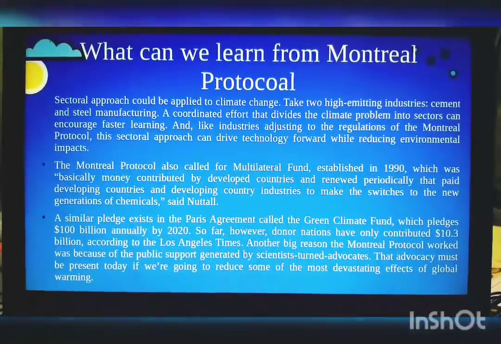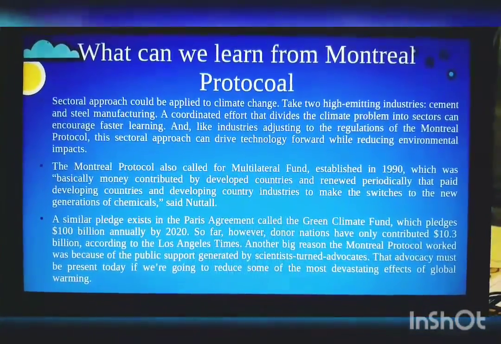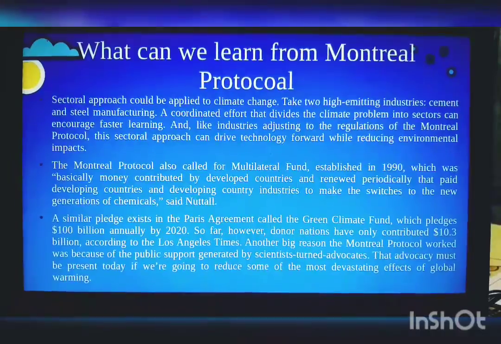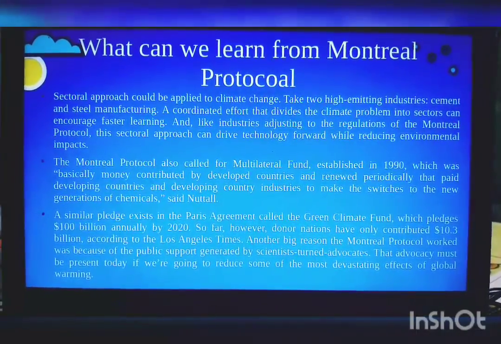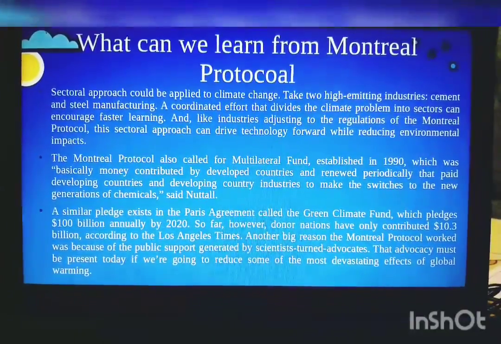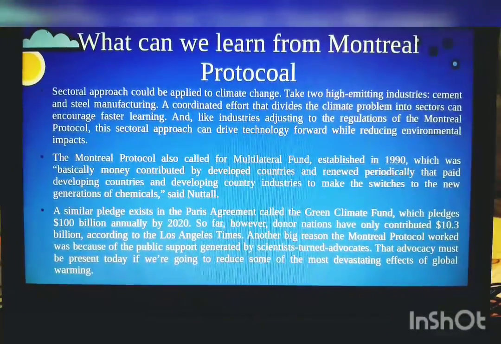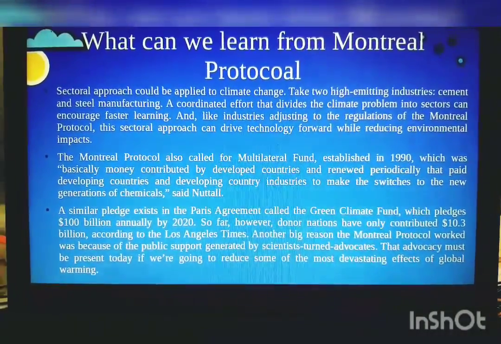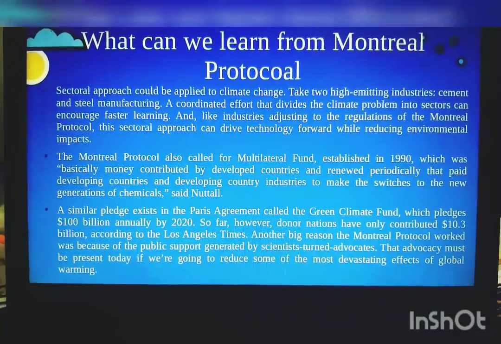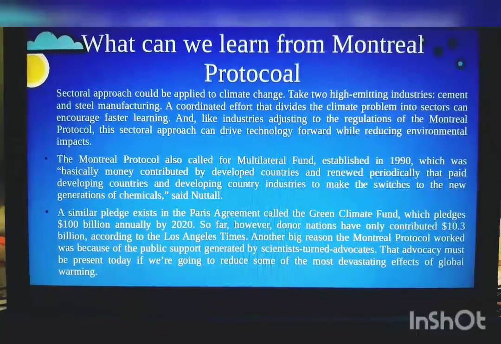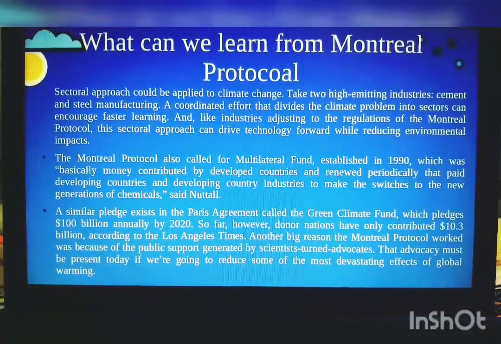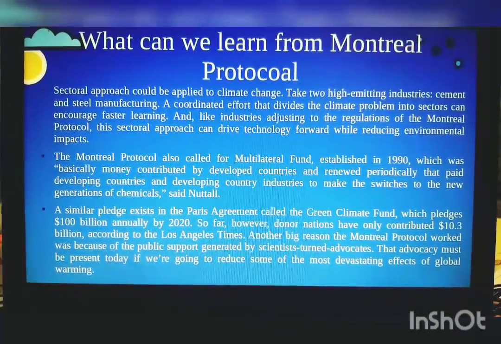What can we learn from the Montreal Protocol? A sectoral approach could be applied to climate change. Take two high-emitting industries, cement and steel manufacturing. A coordinated effort that divides the climate problem into sectors can encourage faster learning. And like industries adjusting to the regulations of the Montreal Protocol, this sectoral approach can drive technology forward while reducing environmental impacts.